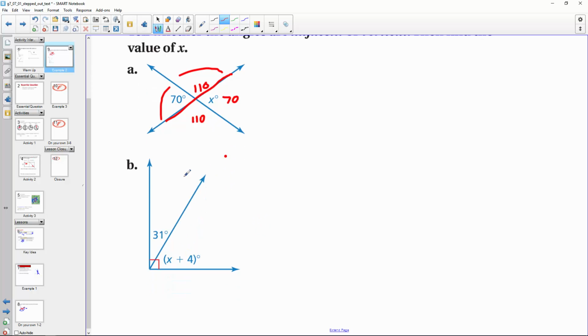If I look down here, I know that altogether, this whole angle has to equal 90 degrees. And I have one angle that is 31 plus x plus 4. And the whole thing equals, again, 90, because it's a right angle. I'm going to add things up, and I'll have x plus 35 equals 90. Subtract the 35 from both sides. And now I'll have x equals 55.